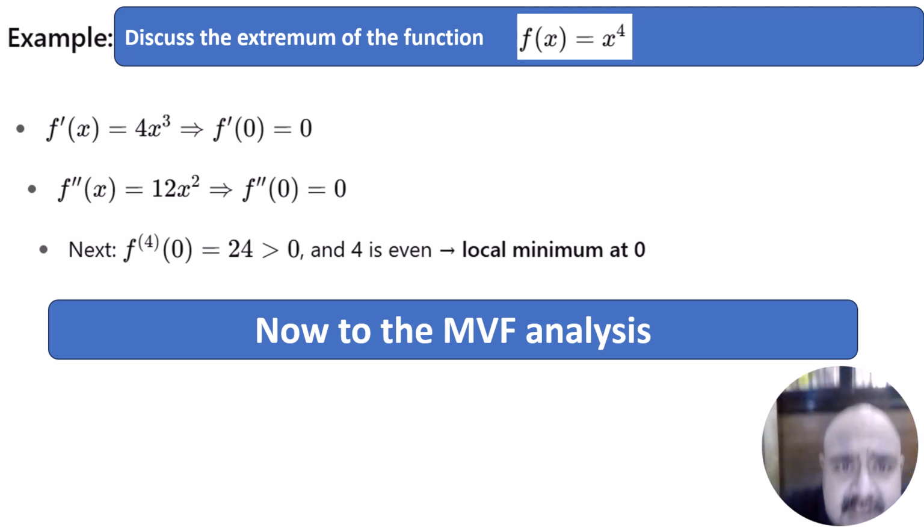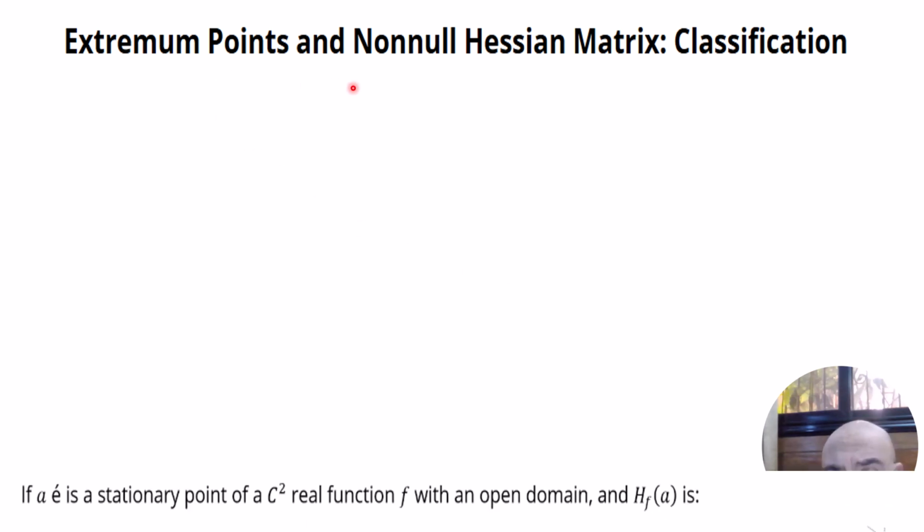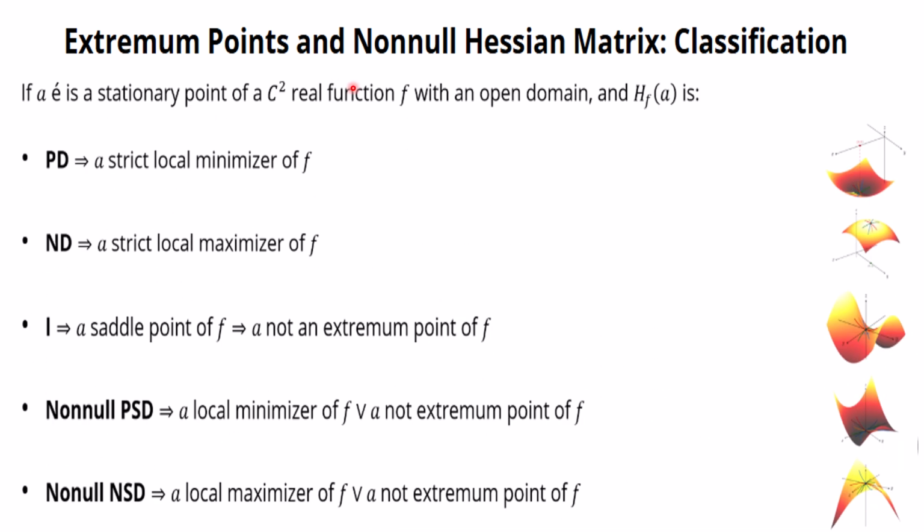Doing exactly the same thing, but on the other hand, for multivariable functions. Let's go through it: extremum points and the non-null Hessian matrix classification. I want you to remember, based on the Hessian matrix, which represents the second-order derivative for us, you have more than one solution.